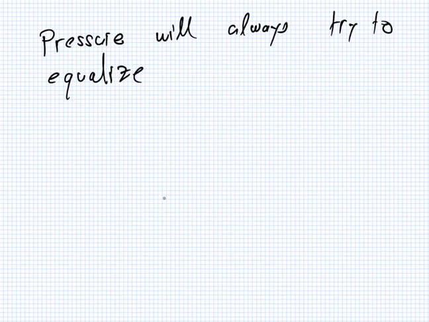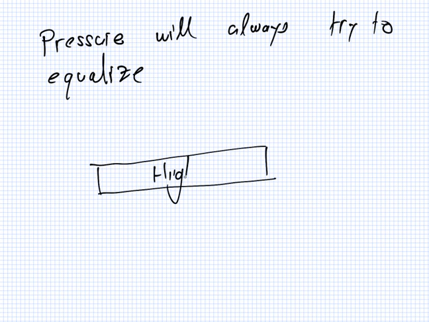So the example here, if you have something with a pipe or a container, and the pressure here is high, and the pressure outside is low, if there is a hole in the tank, this gas or liquid will leave, and it will continue to do this until the two pressures are the same.